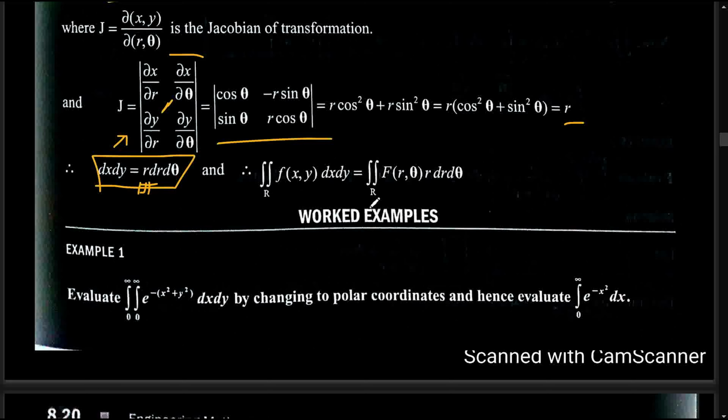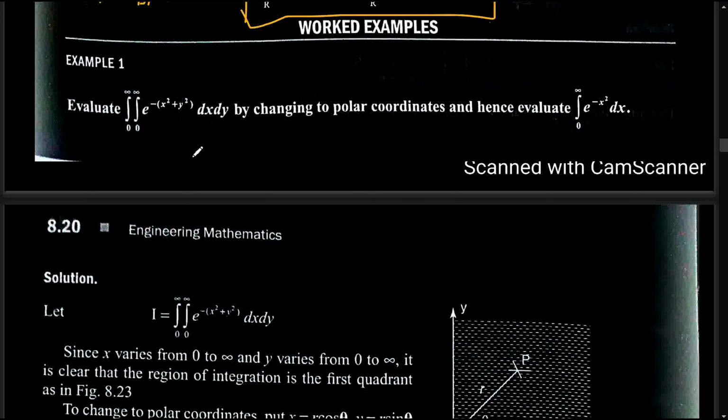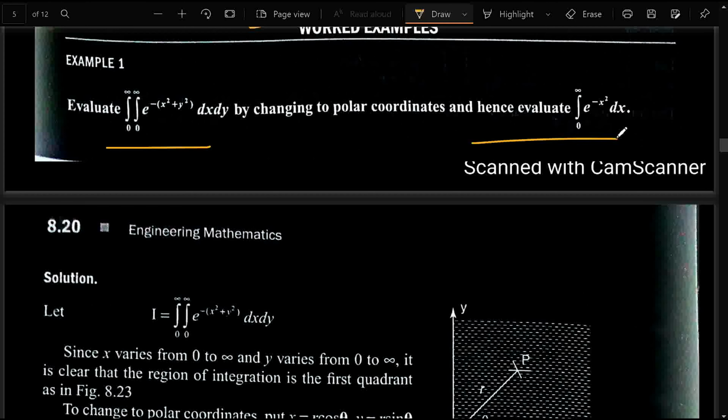So r dr dθ. So this is the change of Cartesian double integral to the polar form. And now let's look at an example. This is a given integral. We have to change it into polar form and hence evaluate this.